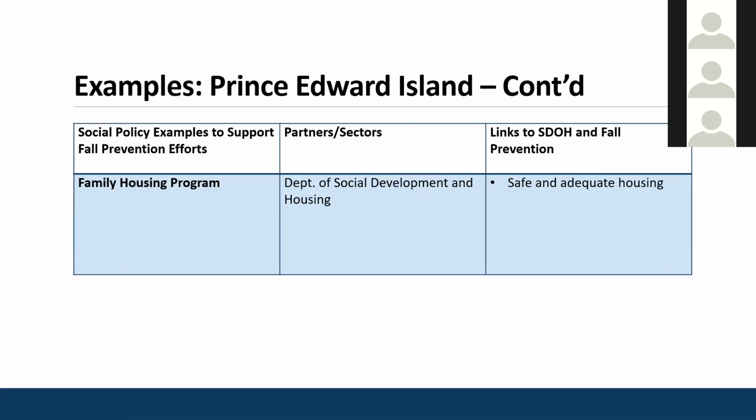And then next slide. Lastly, we'll highlight the Family Housing Program on PEI, which provides low-income families on PEI with appropriate housing at a reduced cost. The links to social determinants of health and fall prevention: for qualified applicants of the program, they are provided with quality rental housing units for families and individuals with lower income. And that creates the support needed for a safe environment for families, which can help reduce hazards and risks for injuries, including those from falls.